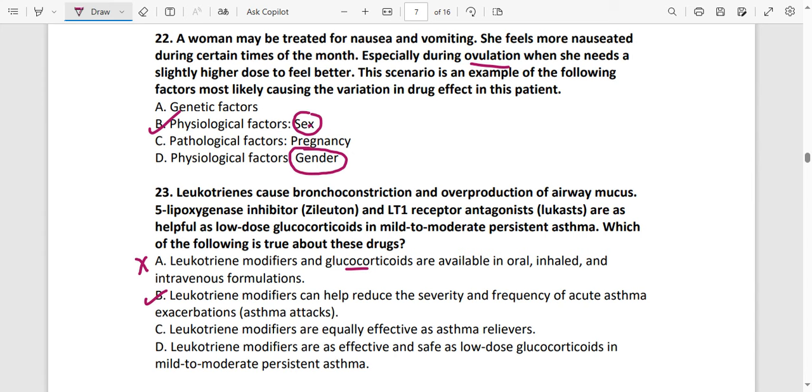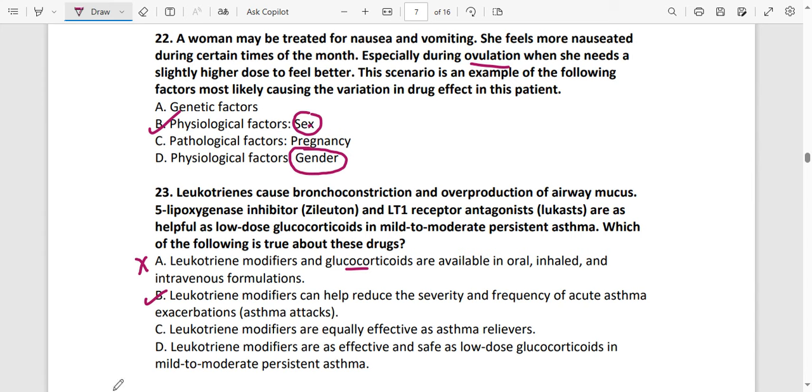And then you have got relievers. Relievers, this is where you have got the rest of the drugs that help in reducing the symptoms. So leukotriene modifiers can help reduce the severity, okay? Because it's part of the rest. Except glucocorticoids, the rest are relievers.